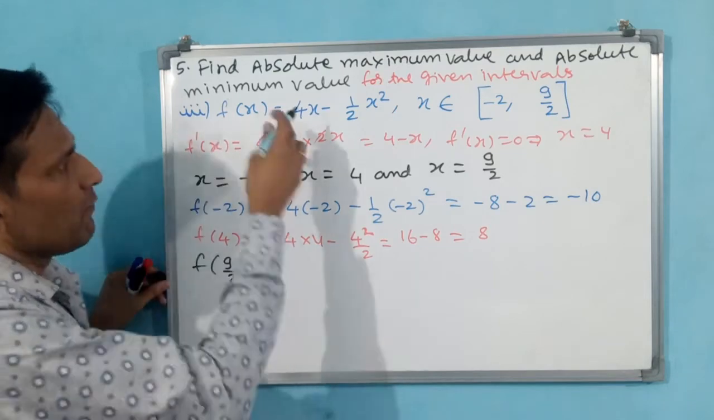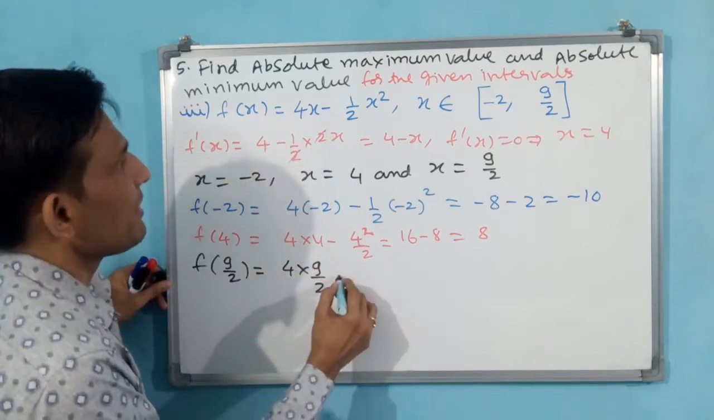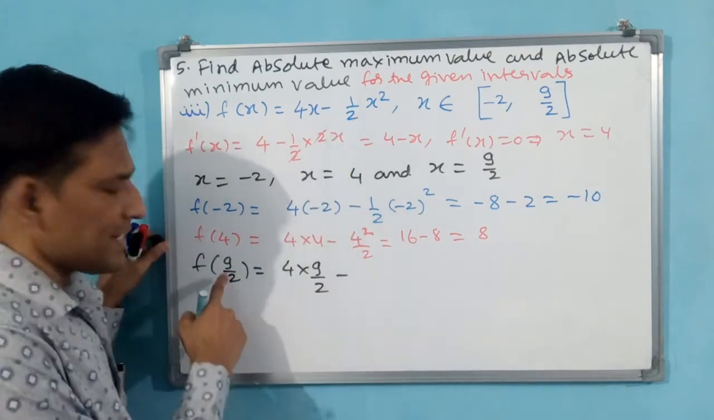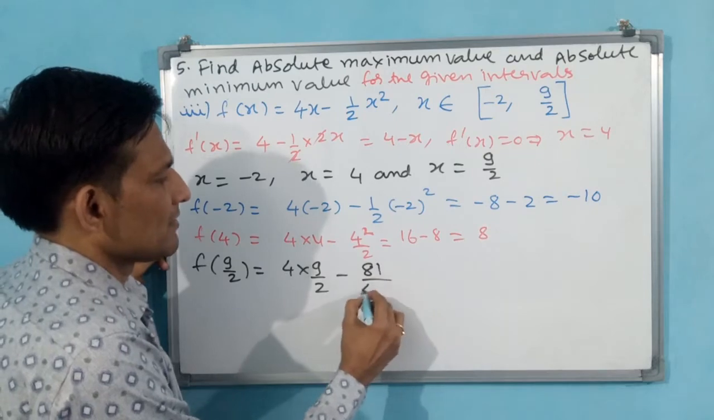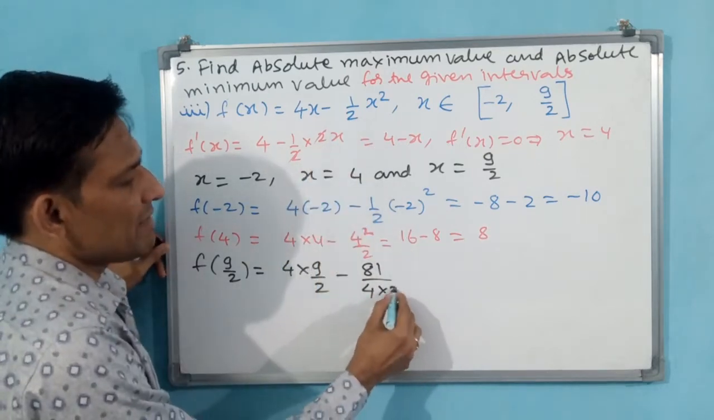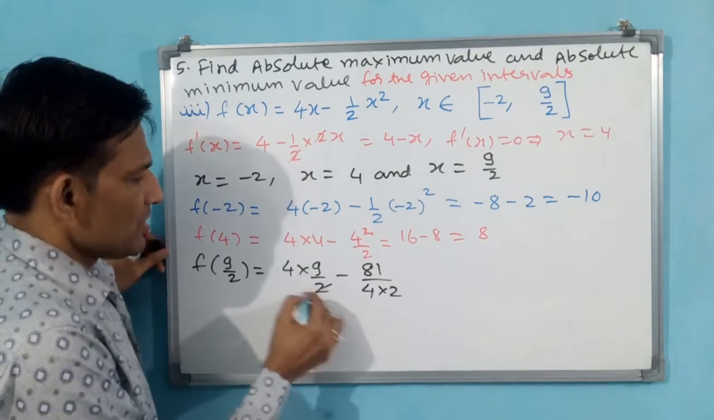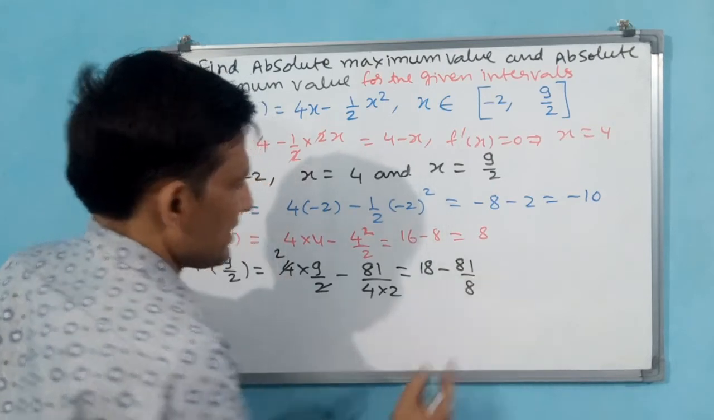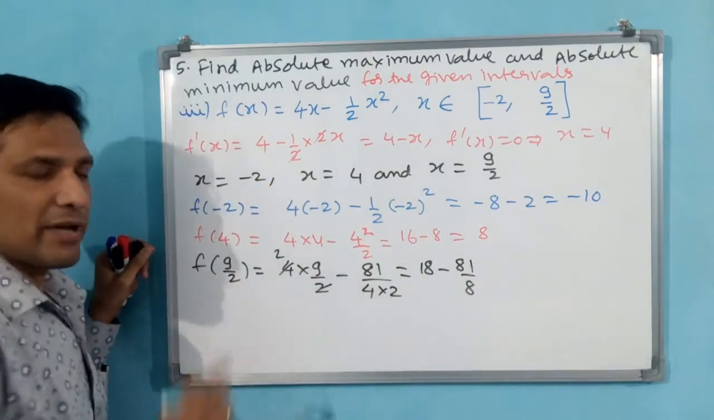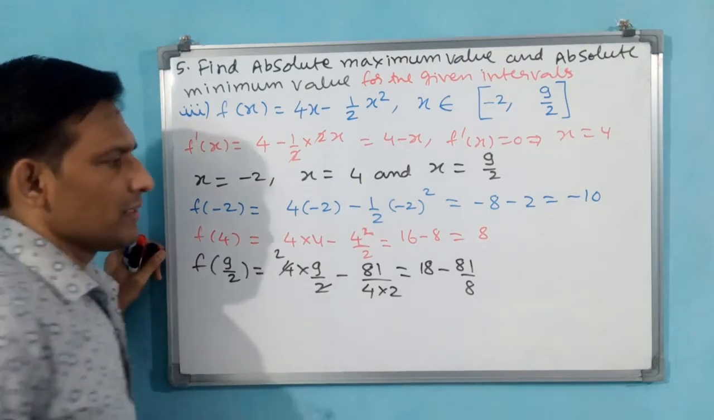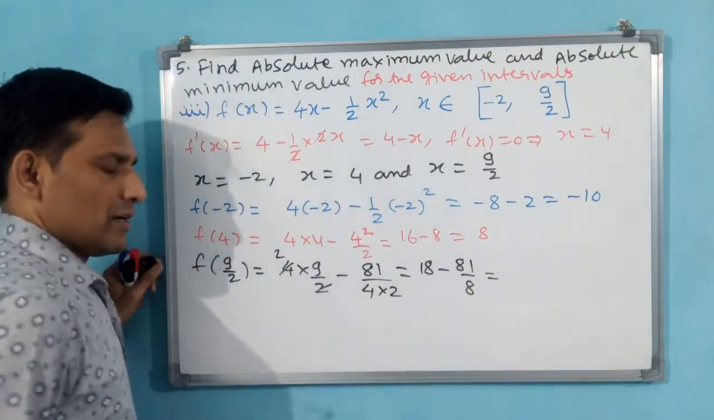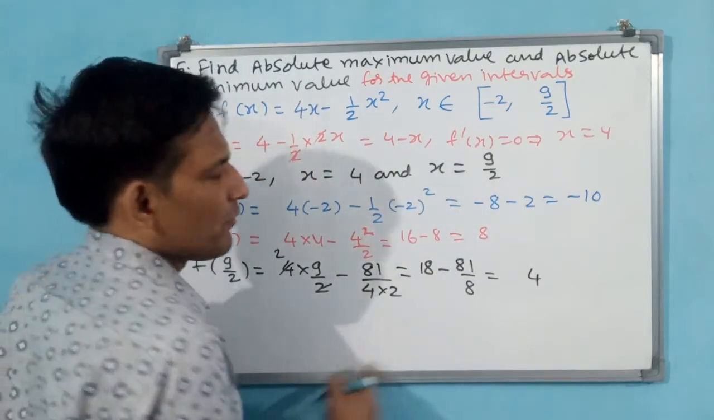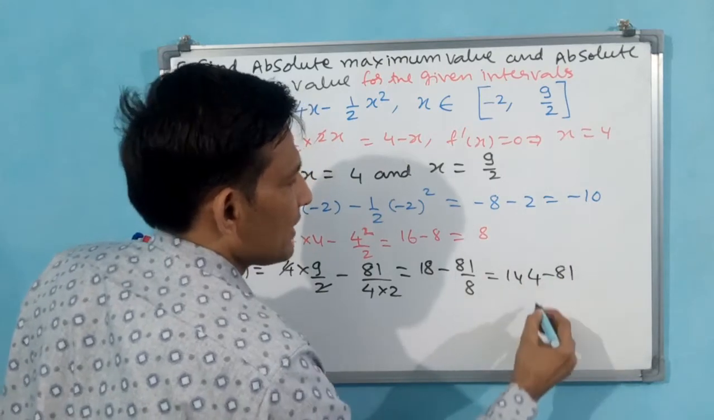Okay, see, 4 into 9/2 minus the square. You see, x squared means, shall I write 81/4? 81/4 divided by 2, like this also I can write. Okay, you see here, 2 times will go, that is equal to 18 minus 81/8. Is it okay? 81/8, because there is no cancellation. 8 8s are 64, 6 is there, 8 1s are 8 plus 6 is 14, 144 minus 81/8.